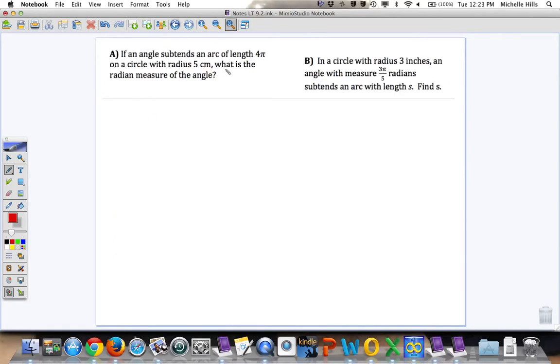So when they give this to me, they say the arc length is 4 pi and the radius is 5. What is the radian measure of the angle? I set up this equation, I divide both sides by 5, and theta, the measure of the angle, is 4 pi over 5 radians. And again, often we don't actually write the word radians as a label.